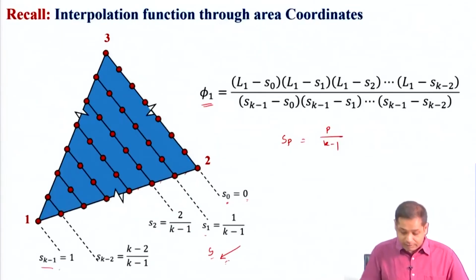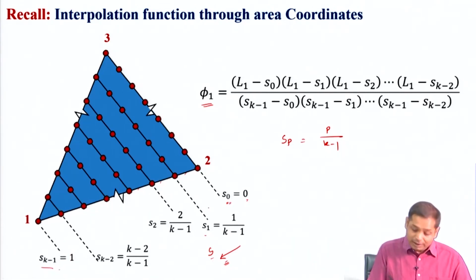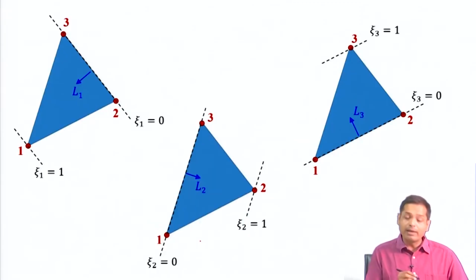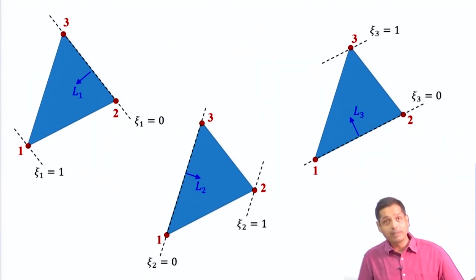In this direction we have constructed a local coordinate system S, and here S0 is equal to 0 and Sk minus 1 is equal to 1, and in between you have different values of S. Now instead of S, we write it as xi1. Xi1 is associated with area coordinate L1.